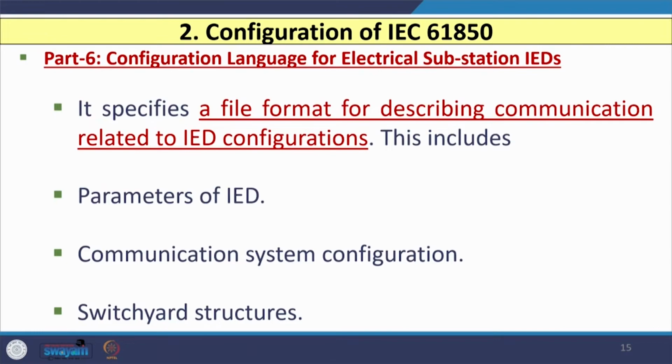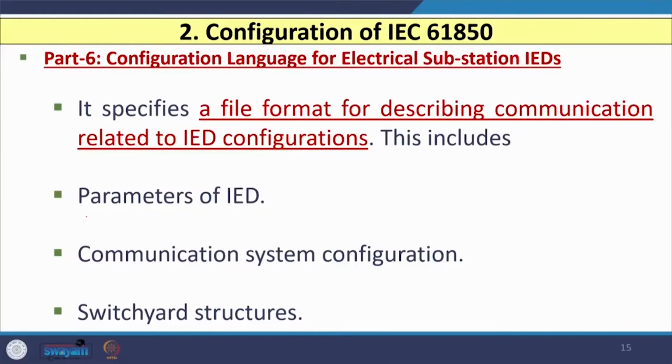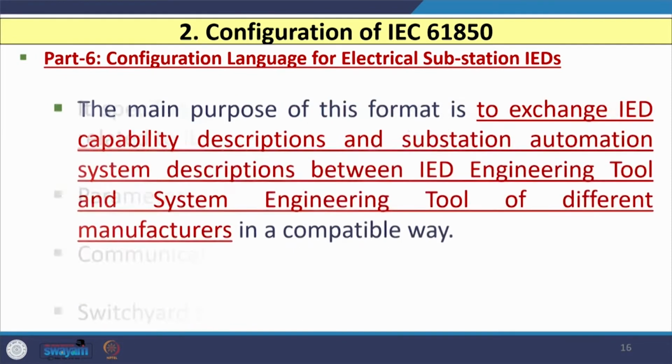What type of file format is suggested or supported by IEDs is mentioned in this part 6, and this includes parameters of IEDs, communication system configuration, and the switchyard structures. All those things are covered in part 6 of the configuration of IEC 61850. The main purpose of this part 6 is to exchange the IED capability descriptions and substation automation system descriptions between the IED engineering tool and the system engineering tool of different manufacturers in a compatible manner.